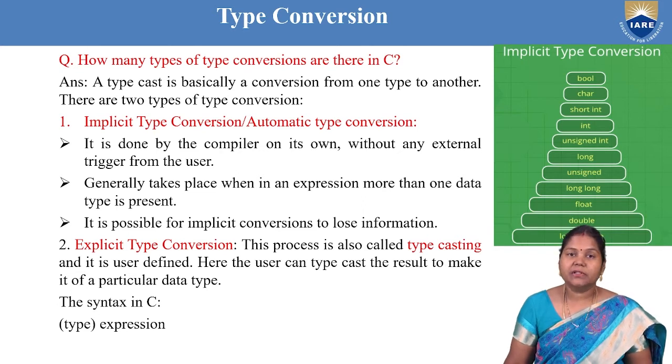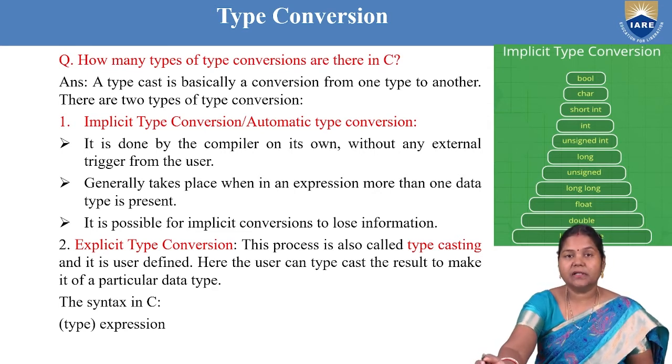Implicit conversion is also known as automatic type conversion. It is done by the compiler on its own without any external trigger from the user. The user did not write any explicit statement to convert the data type from one data type to another. It generally takes place when the expression has more than one data type. With implicit conversion, it is possible that sometimes you may lose information. That is the problem with implicit conversion.